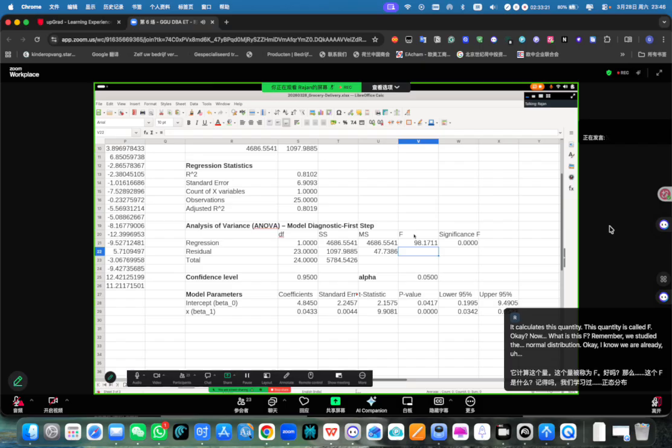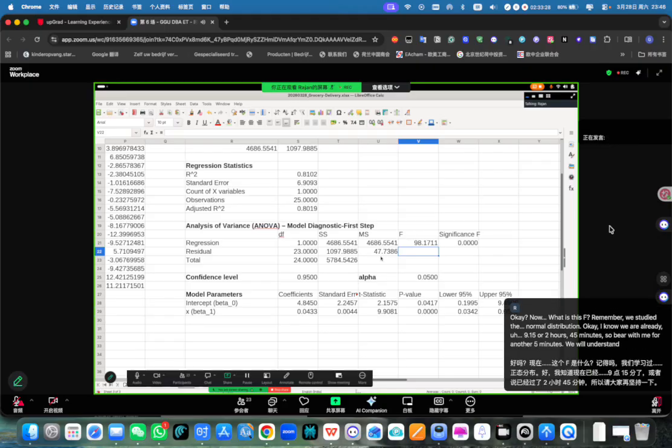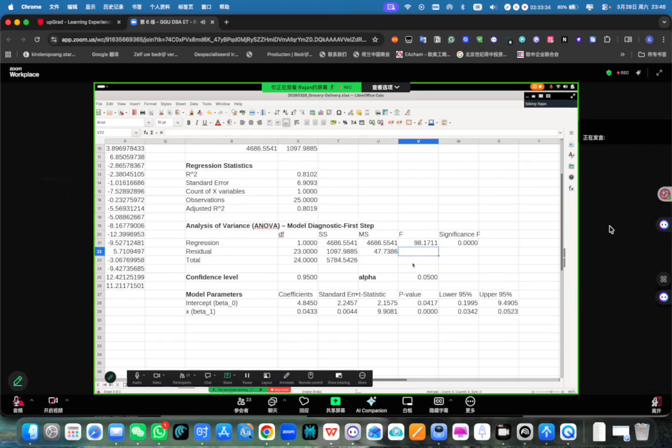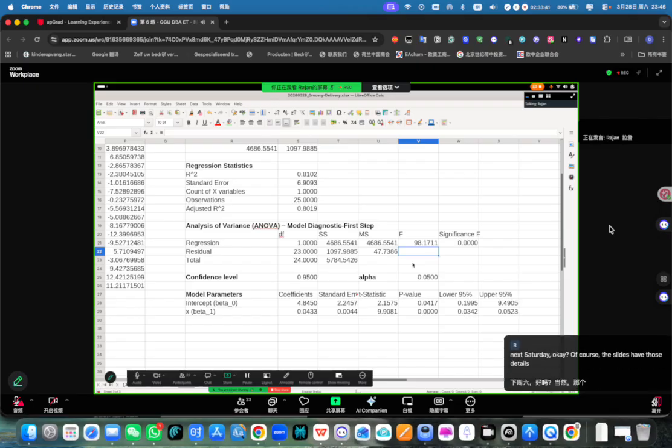Okay, I know we are already at 9:15, or 2 hours 45 minutes. So bear with me for another 5 minutes. We will understand this output and then we'll call it a day today. And when we come back, there are a few more very exciting things we will do next Saturday. Of course, the slides have those details, but we'll go through them next Saturday, one by one.